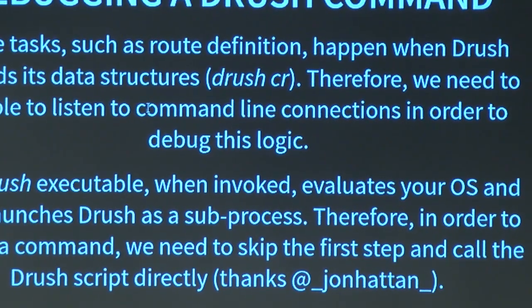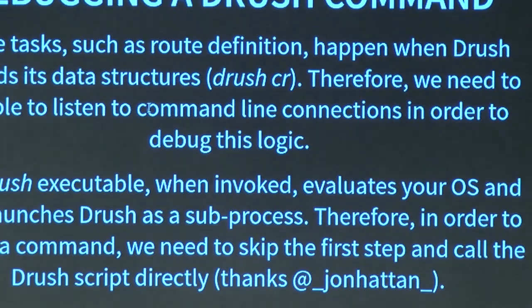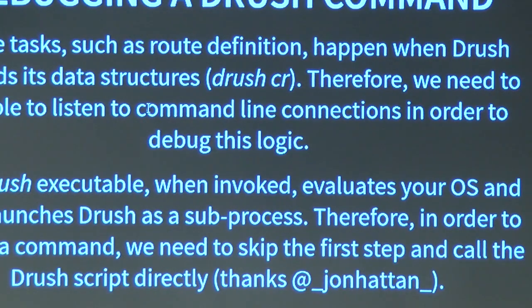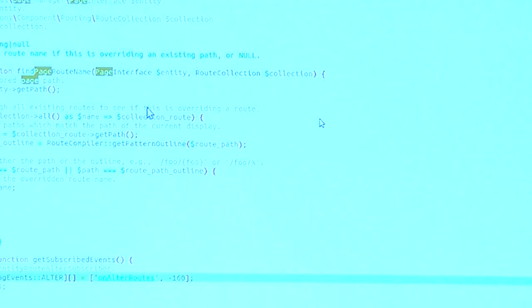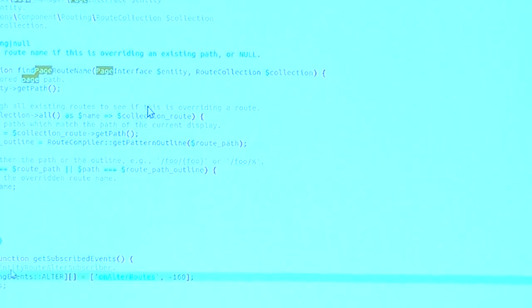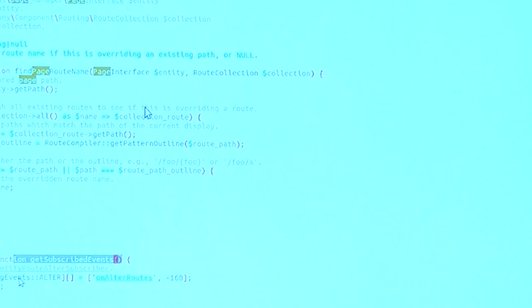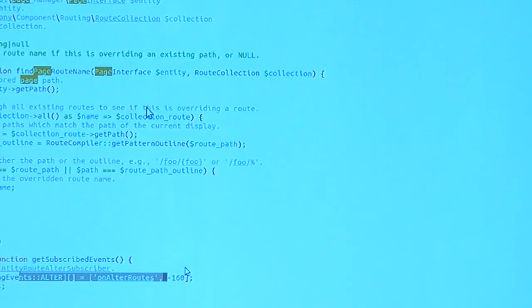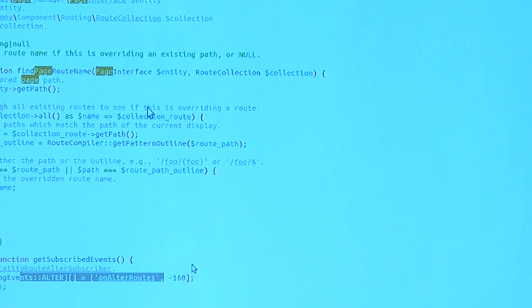There's a little trick with Drush that Jonathan helped me with. You cannot call Drush directly, because Drush has a wrapper that evaluates your operating system, and then it calls the Drush executable. So your debugger may be listening to the main request and not to the sub request that actually runs Drush. So I have another alias for that. I have something called JDrush that calls the actual Drush script directly without evaluating my OS.